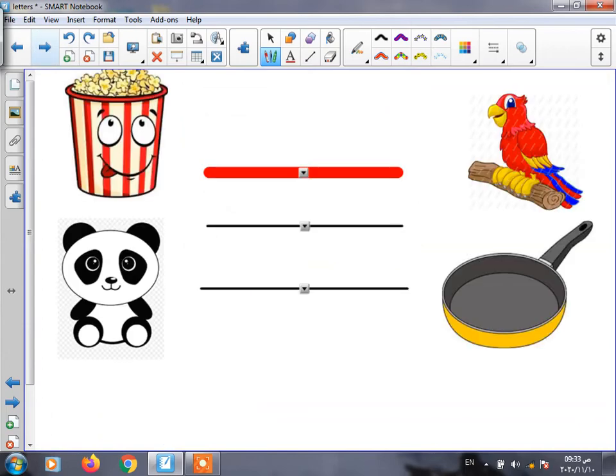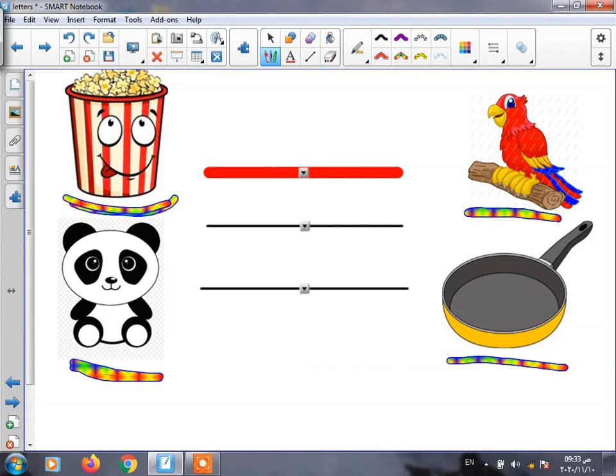Here, KG2. What is it? Popcorn. Panda. Pen. Parrot. All of these, KG2, start with sound P. Start with letter P. How can I write letter P?